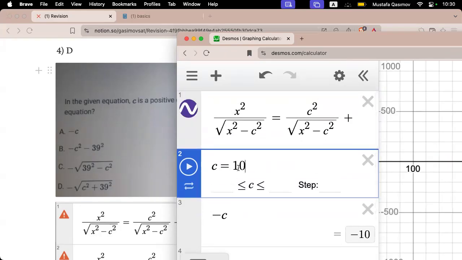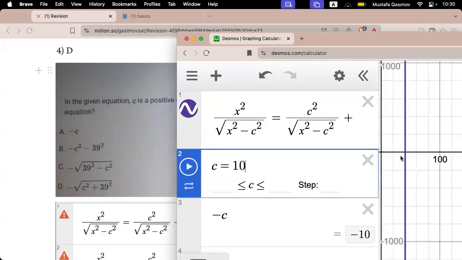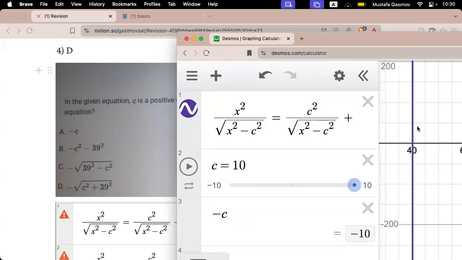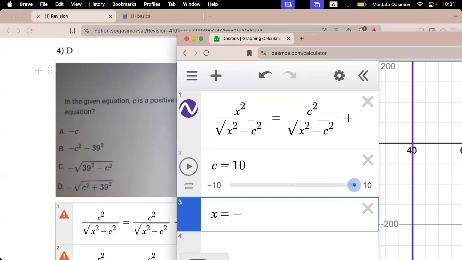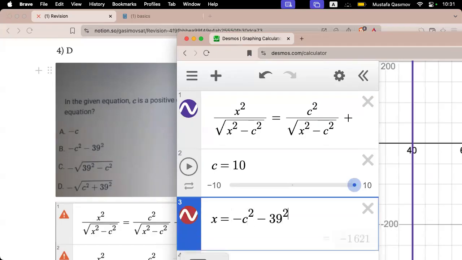When you write instead of c 10, we got 40 here, right? But we got negative 10 here. So you can see that they are not same. Okay. Let's look option C. C square minus 39 square. So we will get negative 1621. It is not also same, right?